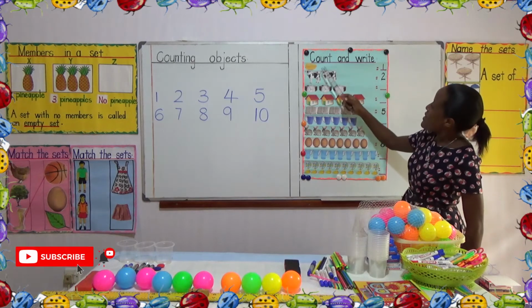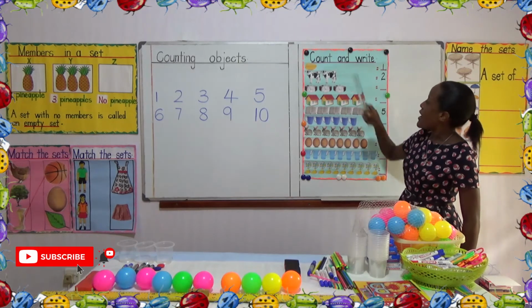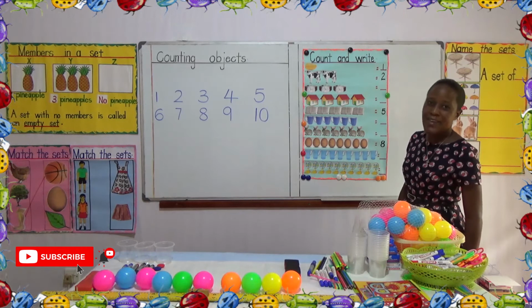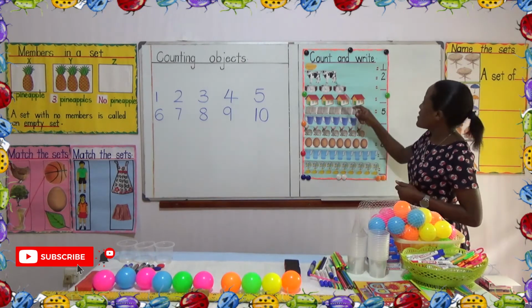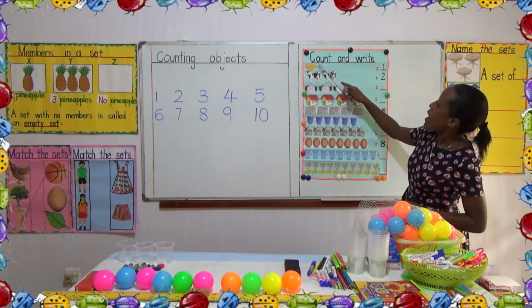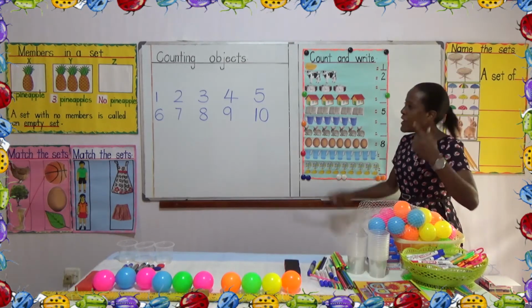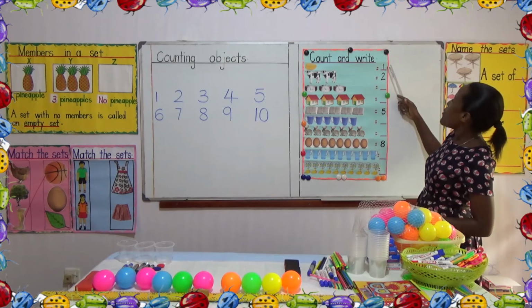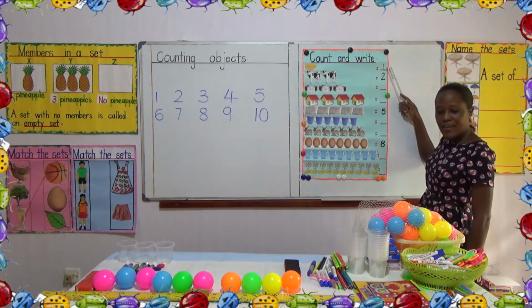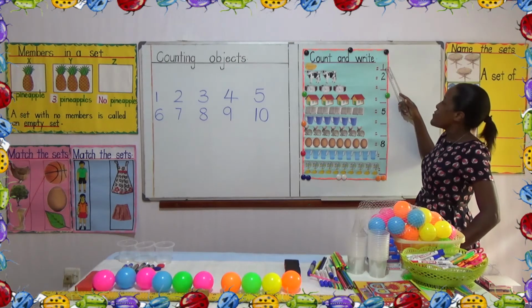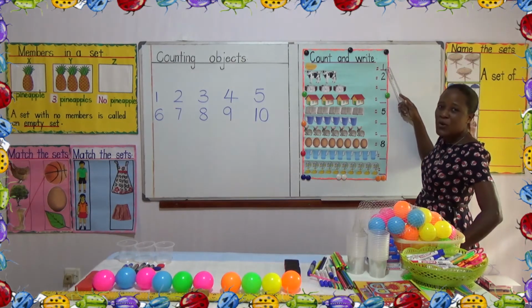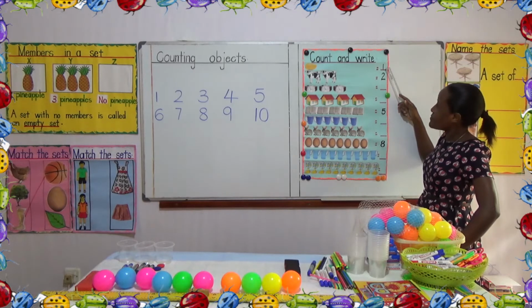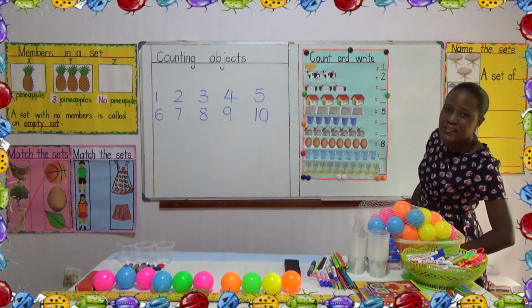The first one is, there's a mango here. How many mangoes are there? Can we count together, children? We have 1. It is just 1. And on the right, number 1 was written to show that it is just 1 mango. Okay? Let's go to the next item.